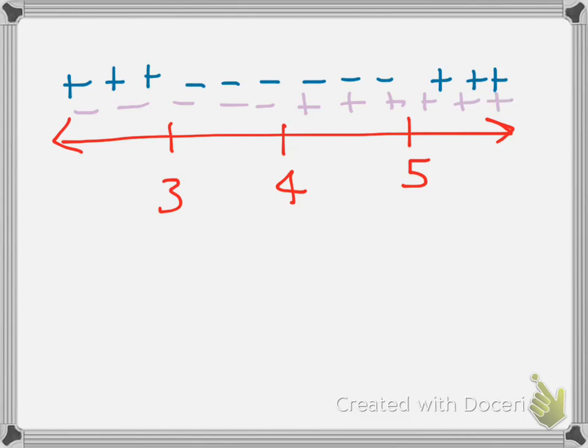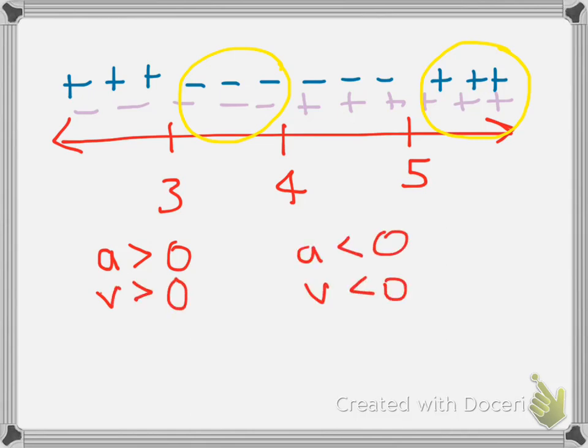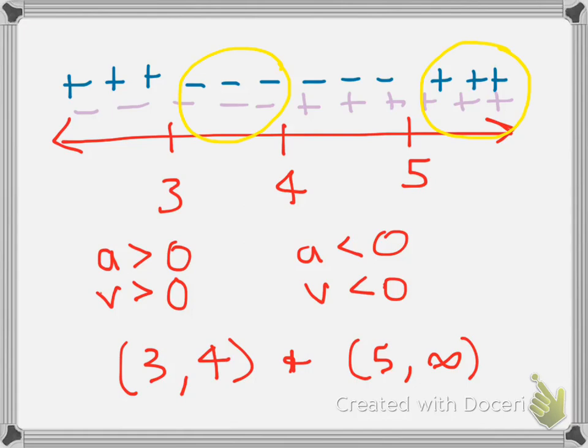So if we look at this chart, we're going to find a couple places where they overlap. And that's going to be between 3 and 4 right here, where they have the same sign, and when t is greater than 5, because speed only increases when a is greater than 0 and v is greater than 0, or a is less than 0 and v is less than 0. So that means that from 3 to 4, and from 5 to infinity is going to be when speed is increasing, and that is answer choice E.